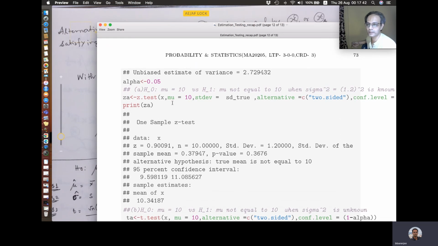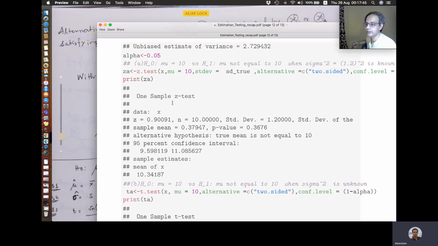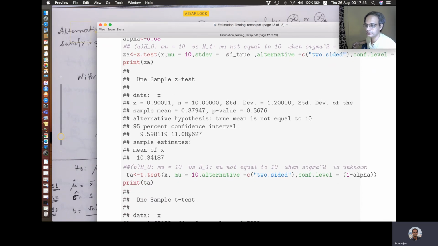If you divide it by the known sigma rather than an estimated sigma, it will be a standard normal. And here you can see the computer gives the observed value of the test statistic, the sample size, the standard deviation that is set, and the sample mean. The p-value we will discuss later, but based on the p-value you can say whether you are rejecting or not rejecting.